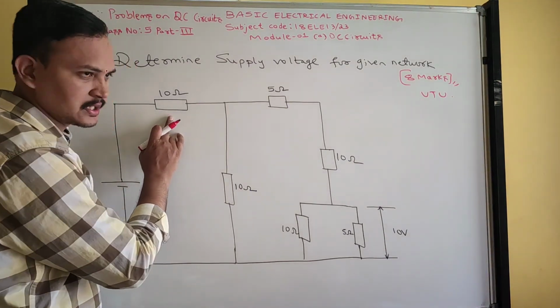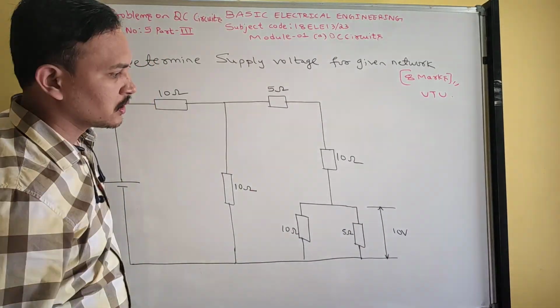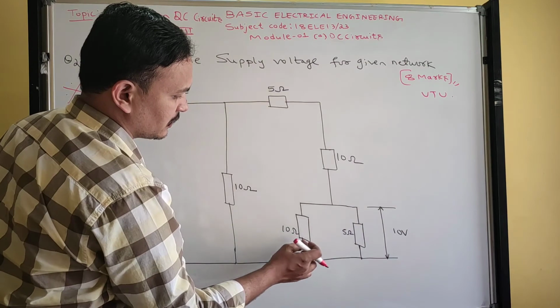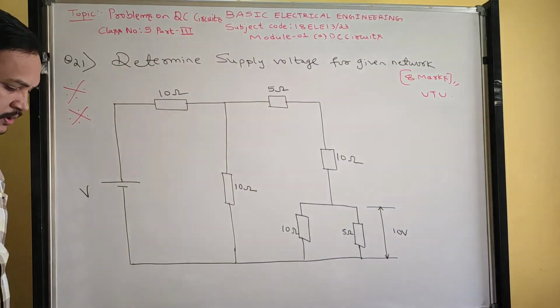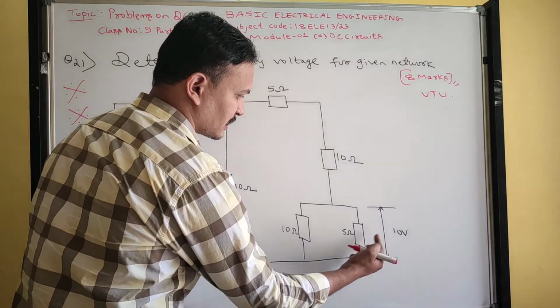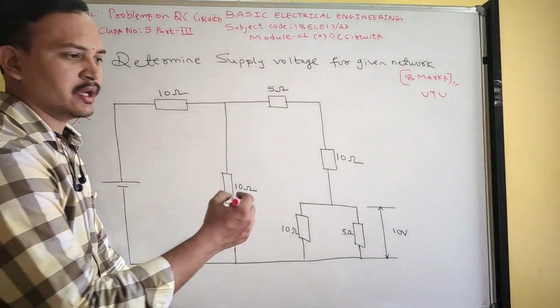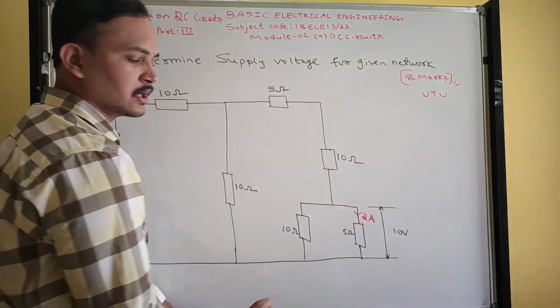They given all resistance value 10 ohms, 5 ohm, 10 ohm, 10, 5, 10 ohms. But they given hint. They given 10 volt. In this parallel combination, they given voltage is 10 volts. You should calculate this voltage. See now, voltage by resistance, what you will get? Current. So 10 by 5, how much you will get current? 2 ampere current flows in this resistor.